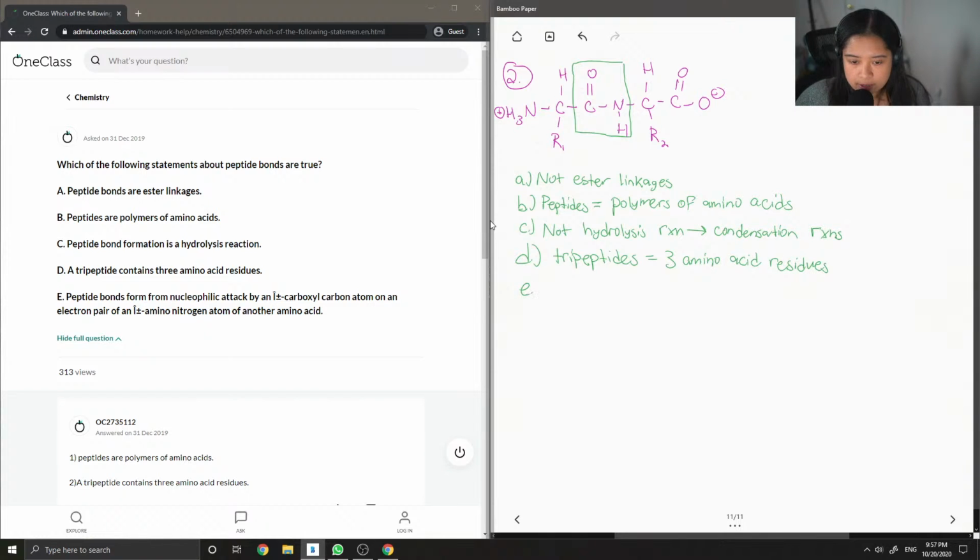And then lastly, peptide bonds form from nucleophilic attack by an alpha carboxyl carbon atom on an electron pair of an alpha amino nitrogen atom of another amino acid. So this is correct, where it's formed by a nucleophilic attack.